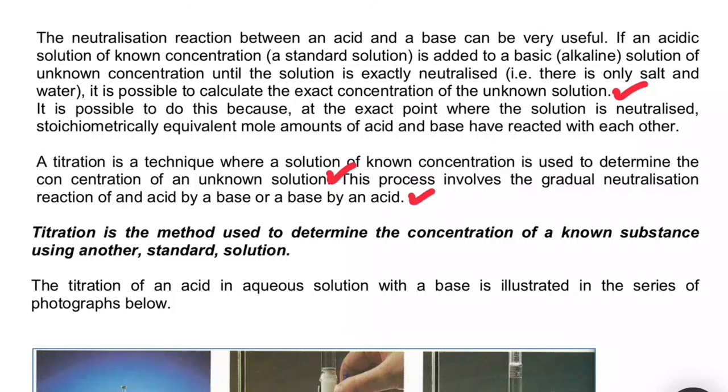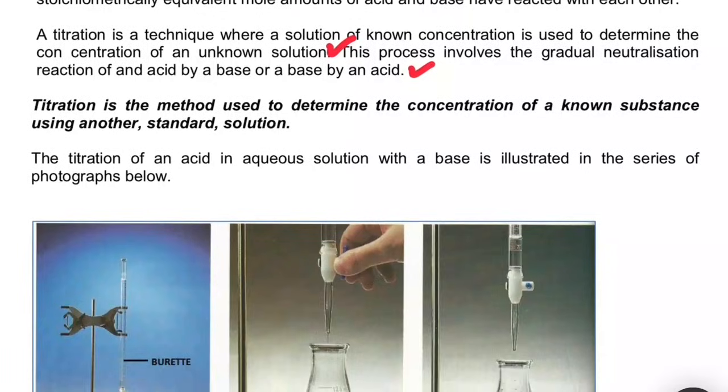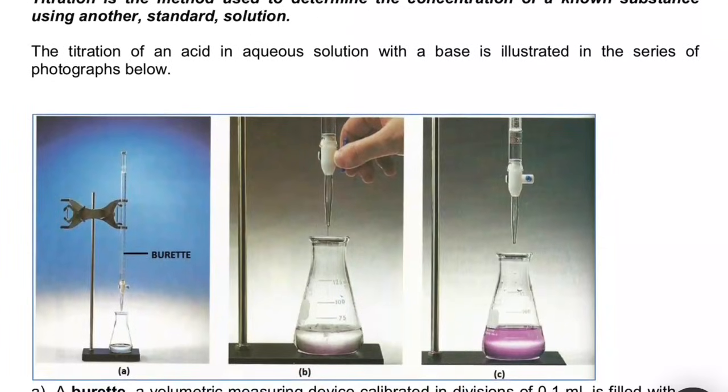So if you're given an acid with known properties, you can find the properties of an unknown base. And then if you're given the properties of a base, then you can find the properties of an acid that are unknown at that point using this reaction. Right. Titration is a method used to determine the concentration of an unknown substance using another standard solution. So what is a standard solution? A standard solution is a solution of known concentration.